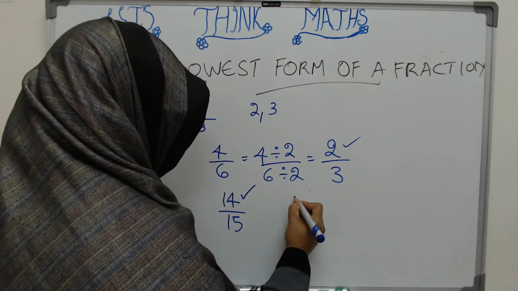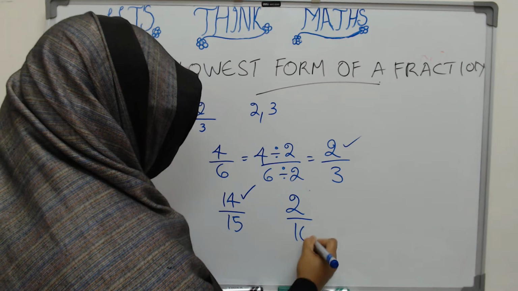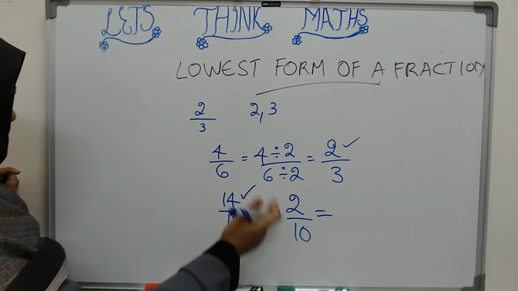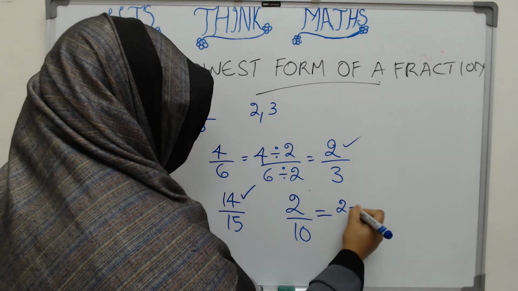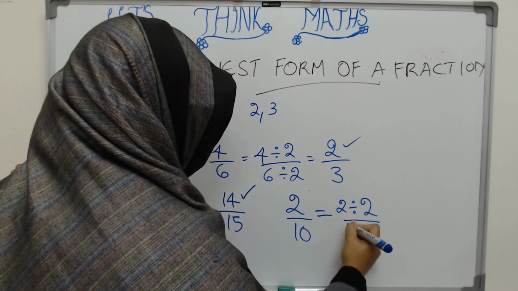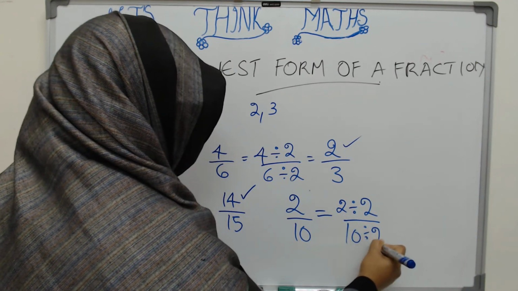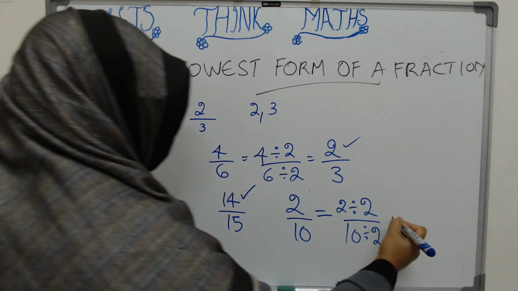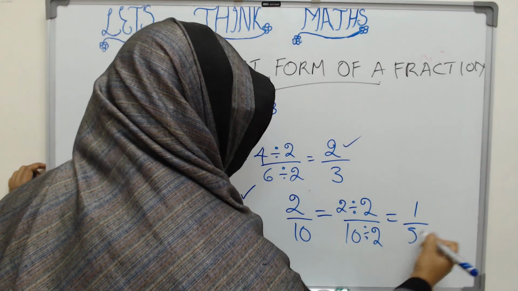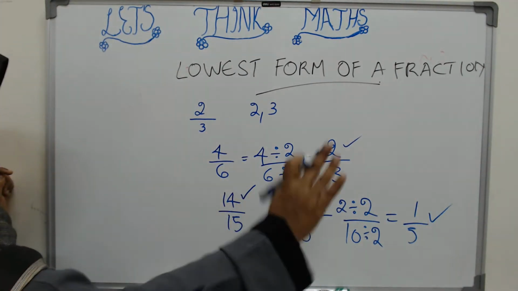And one more example, what about 2 by 10? You can divide both by 2, right? So 2 divided by 2 and 10 divided by 2. And please remember, you have to divide both by the same number. So this will be 1 by 5. That's all. Now it is in its lowest term.